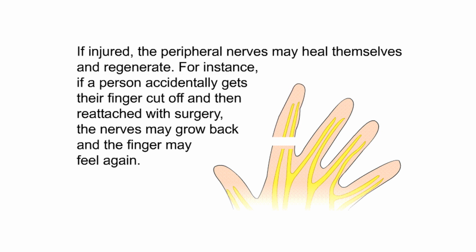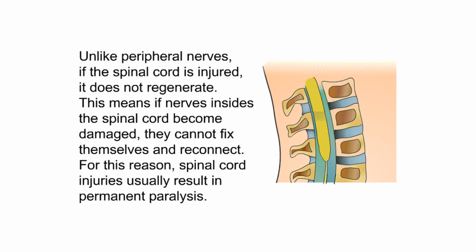If injured, the peripheral nerves may heal themselves and regenerate. For instance, if a person accidentally gets their finger cut off and then reattached with surgery, the nerves may grow back and the finger may feel again. Unlike peripheral nerves, if the spinal cord is injured, it does not regenerate. This means if nerves inside the spinal cord become damaged, they cannot fix themselves and reconnect. For this reason, spinal cord injuries usually result in permanent paralysis.